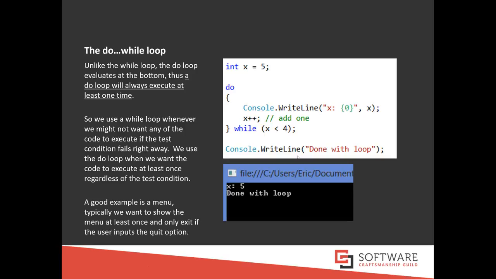A good example of when to use a do-while loop is a menu. Oftentimes we want to show a menu in the console at least once and only exit the application if the user inputs the quit option.